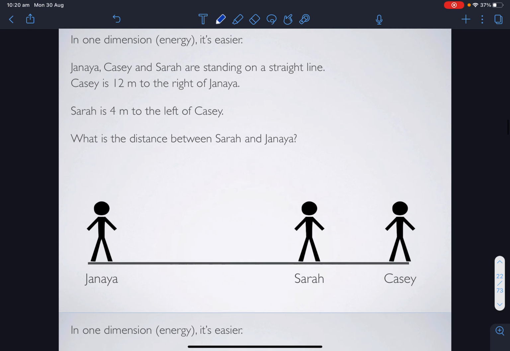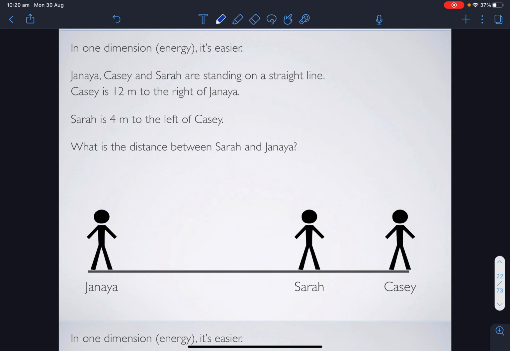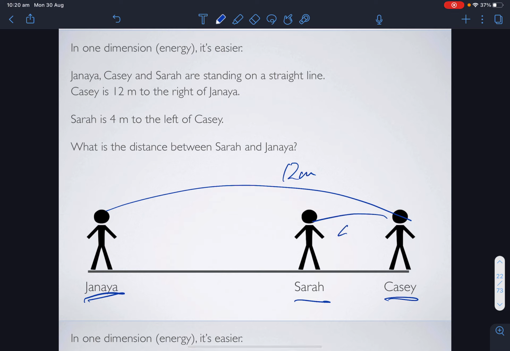So in one dimension, like we've got with energy, it's either greater or lesser energy, it's a bit easier. So I put this analogy in. I've got Janaea, Sarah and Casey all lined up just along a line, one dimension, okay? We know that Casey is 12 meters to the right of Janaea. We know that there's 12 meters there. Okay, we know that Sarah is 4 meters to the left of Casey. What is the distance between Sarah and Janaea? This is our question mark, okay?